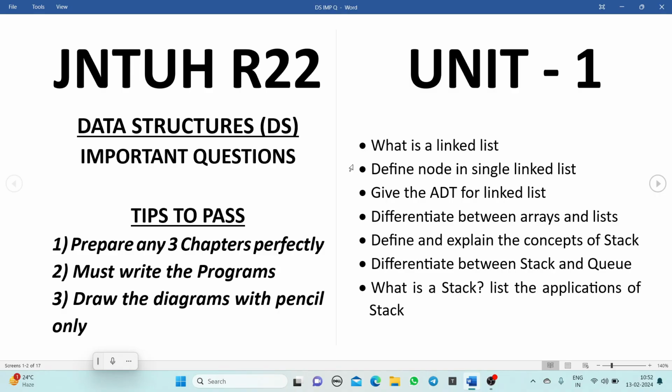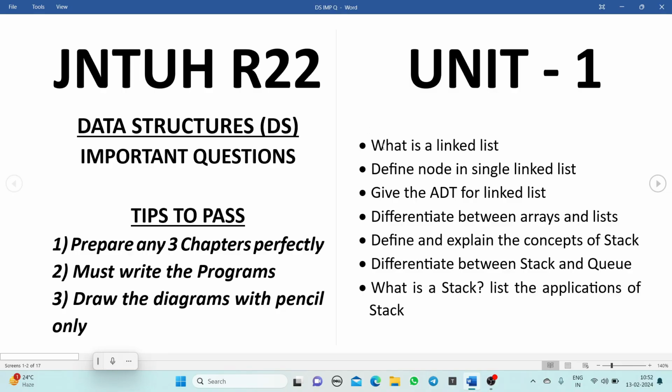Among these, you can expect one question on stack, one question on queues, and one question on the linear list. The abstract data types and the introduction to data structures can be asked for 1 mark. But important for 5 marks or 10 marks are linear list, stacks, and queues.